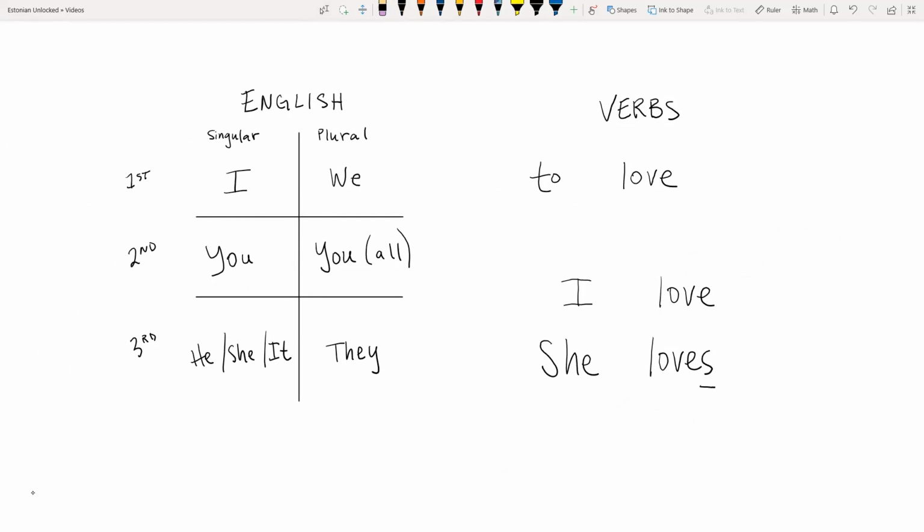So if you look to the left here, we've got our English pronouns and our verb to love. And in order to use to love in a sentence, first of all, we have to get rid of this to, and then we take one of our pronouns and we throw it together with the verb: I love. In English, we don't change our verb for any of our pronouns except our third person singular pronouns. So for example, she loves, we add an S to the end of love. And that's how we conjugate verbs in English.